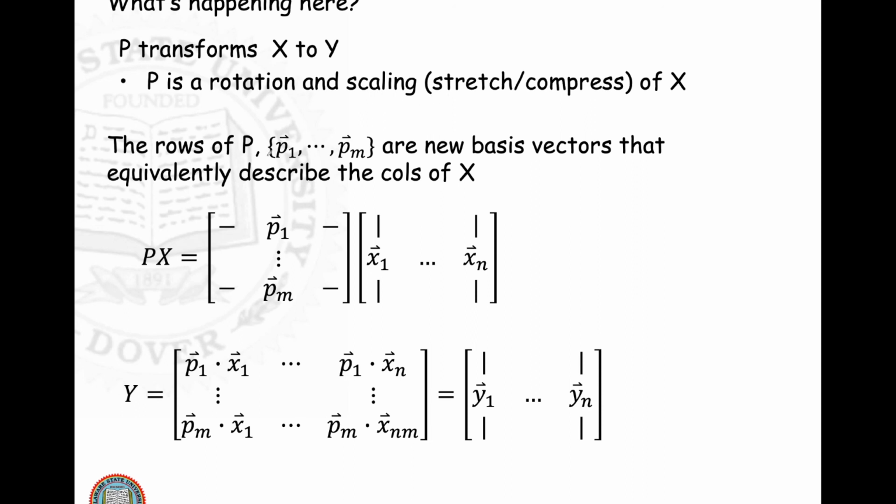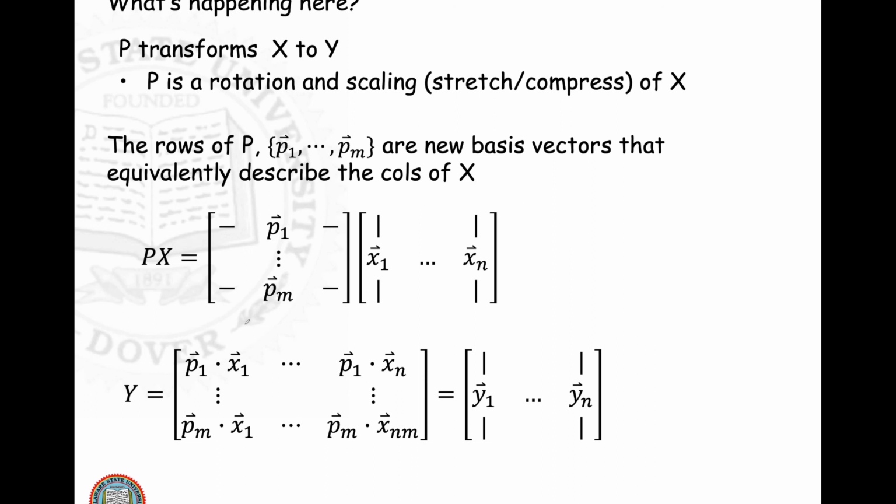The rows of P, P1, P2, P3, up to PM, are going to be the new basis vectors because we have some linear combination, and that linear combination gives you the new version of our X data that we're calling Y. And so the rows of P are new basis vectors that equivalently describe what we had in the beginning as the individual vectors represented in the columns of X.